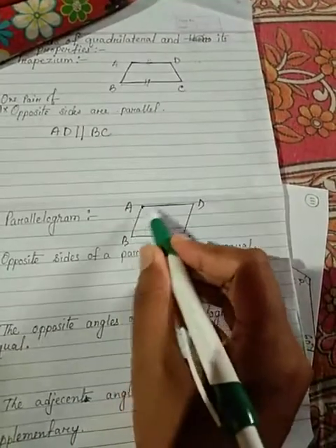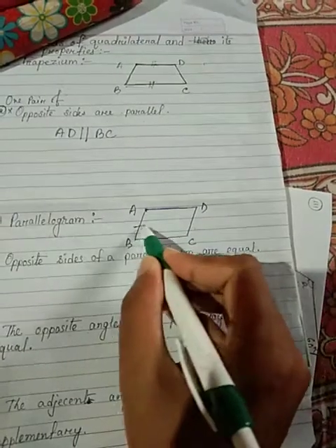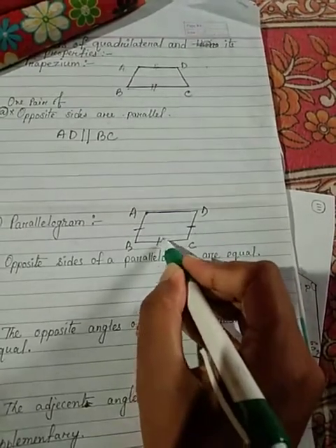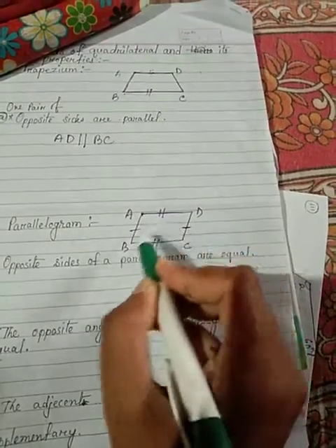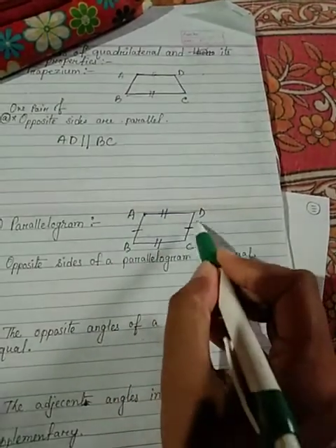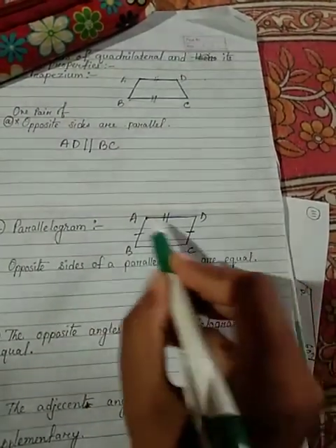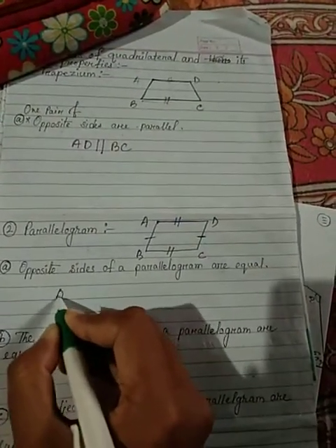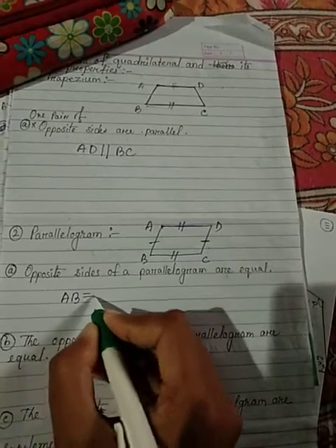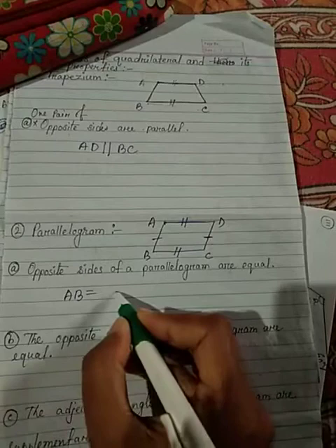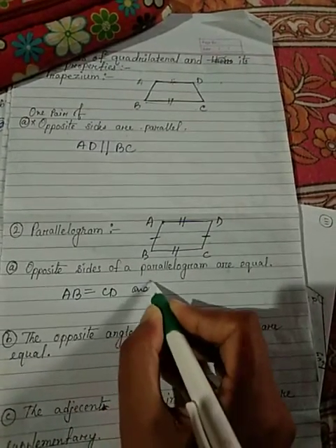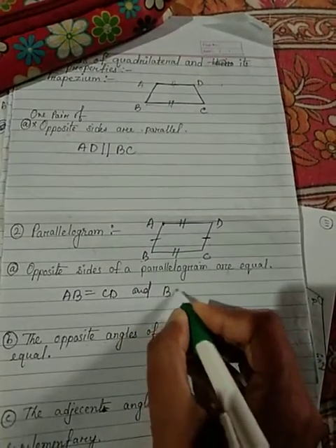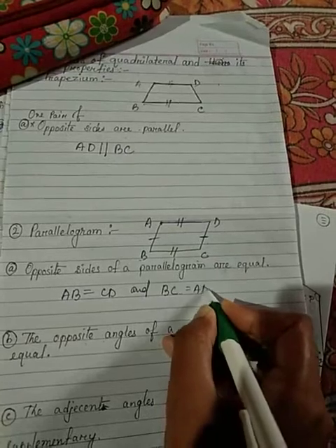Now first property is opposite sides of a parallelogram are equal. That means the opposite side of AB is CD and the opposite side of BC is AD. That means AB equal to CD and BC equal to AD. Opposite sides of a parallelogram are equal, so AB equal to what? CD, and the opposite side of BC is equal to AD. So BC equal to AD.